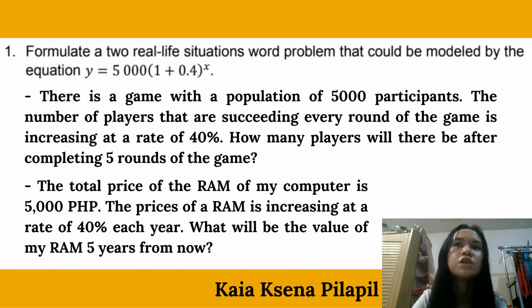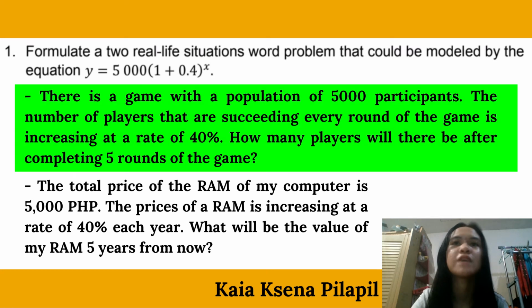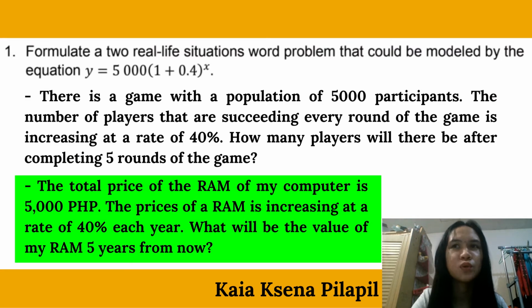So for problem 1, we have a game given that there are 5,000 participants, and for every round, the number of succeeding players decreases at a rate of 40%. So we have to find the number of players left after completing 5 rounds. And for problem 2, we have the same value since we are using the same exponential model. In this problem, we have to find the price of a RAM after 5 years, given that its value is 5,000 pesos with a decreasing rate of 40% every year.